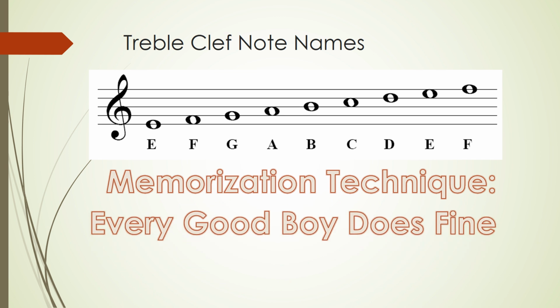Most beginners memorize the notes by using acronyms. To remember the ledger line notes, most people use the acronym Every Good Boy Does Fine. Most people tend to remember the names of the notes in the spaces by remembering that they spell the word face.